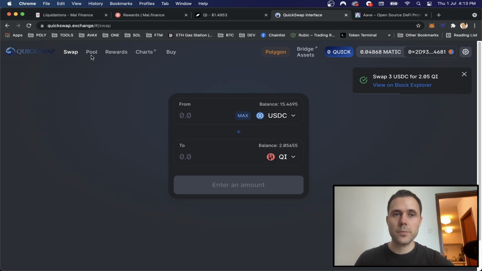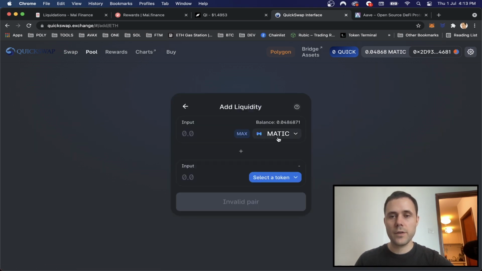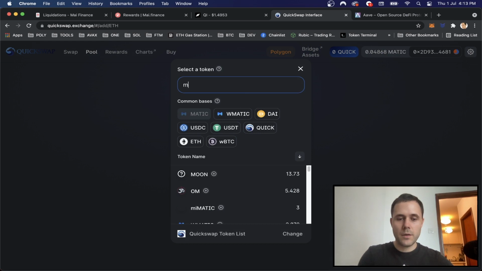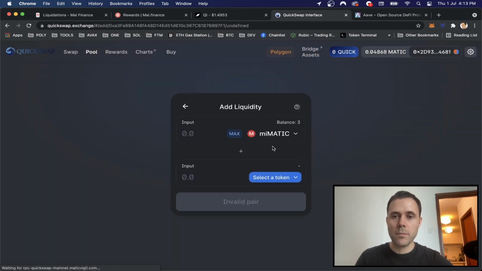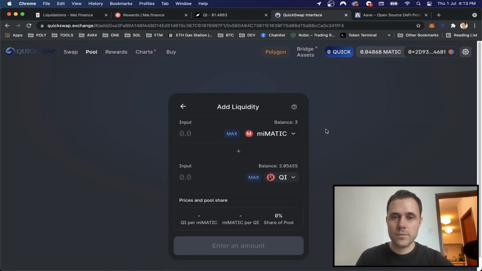And then we can go over to pool, which is where we can create a liquidity pool. And then what we need to do is add liquidity. And we want our Matic or Mai. And then we also want our Chi token. And then we can click max on either of these and it will tell us the 50-50 ratio. So here we've got basically a perfect ratio because we swapped like $3 for the Chi and we have 3 Mai, being a stable coin.